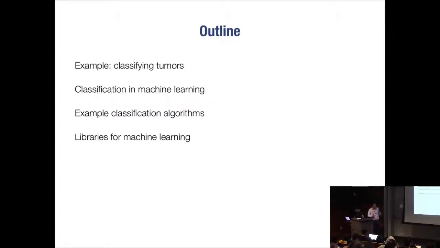So we're first going to talk about an example of classifying tumors from statistics about the visual images of the tumors. Then we're going to talk about classification in machine learning generally. We'll talk about a few example classification algorithms, particularly support vector machines and logistic regression. And finally, we'll talk about libraries. This is for machine learning. I think that was an old title there. It should be libraries for classification. OK, so let's just jump in.